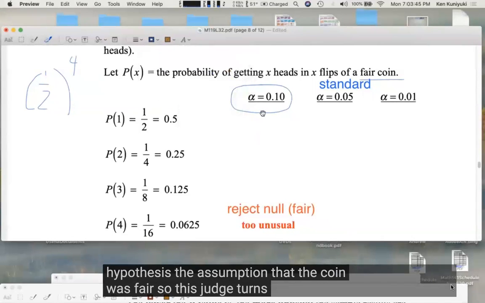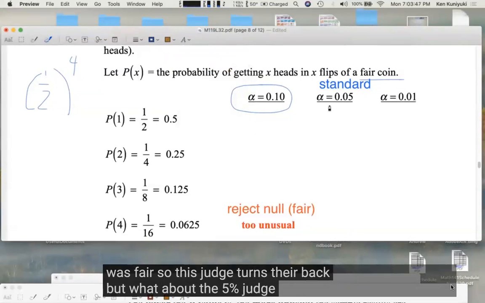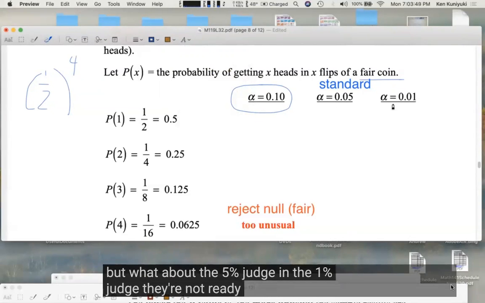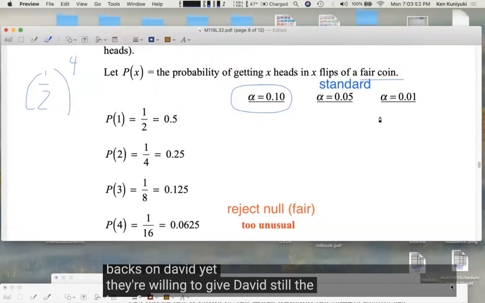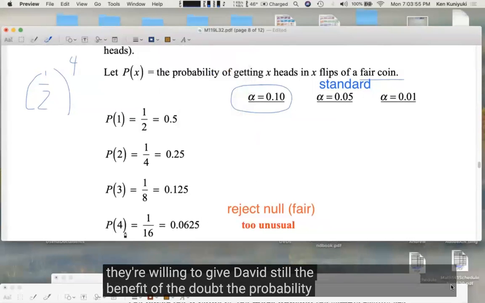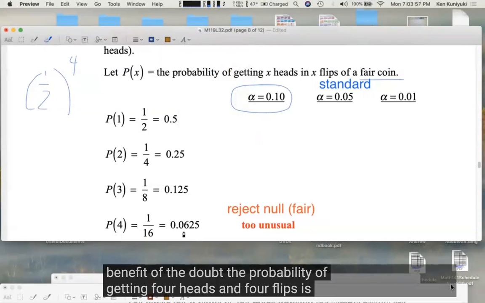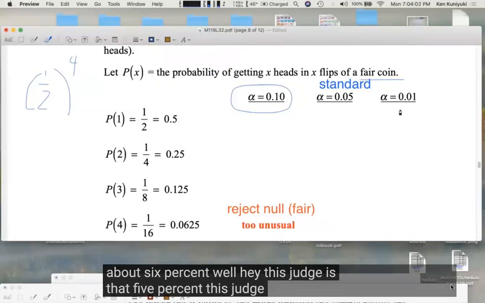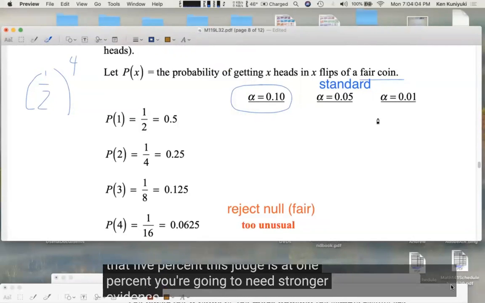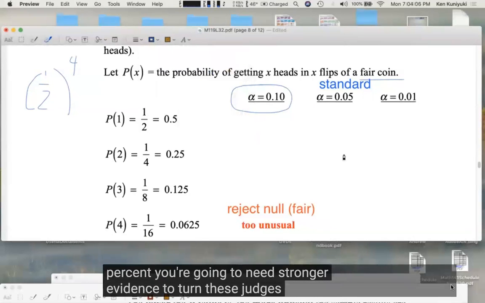So this judge turns their back. But what about the 5% judge and the 1% judge? They're not ready to turn their backs on David yet. They're willing to give David still the benefit of the doubt. The probability of getting 4 heads in 4 flips is about 6%. Well, hey, this judge is at 5%. This judge is at 1%. You're going to need stronger evidence to turn these judges.